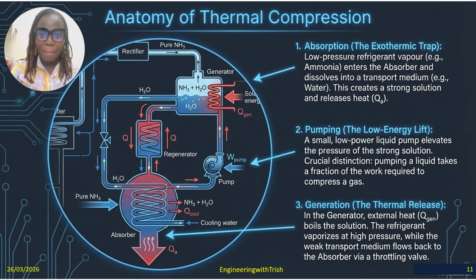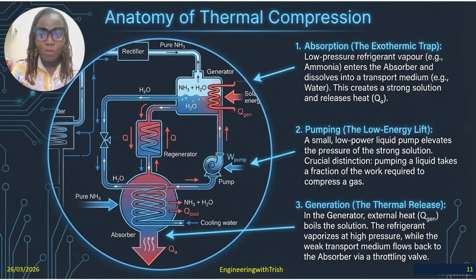Yes. So we see in the absorption, what we have is low pressure refrigerant vapor, usually ammonia for example. Here, usually we have two refrigerants: the secondary refrigerant and then the primary refrigerant. It enters the absorber and dissolves into a transport medium, that is water. We have lithium bromide and water, ammonia and water, so many types. I don't want to go there yet.